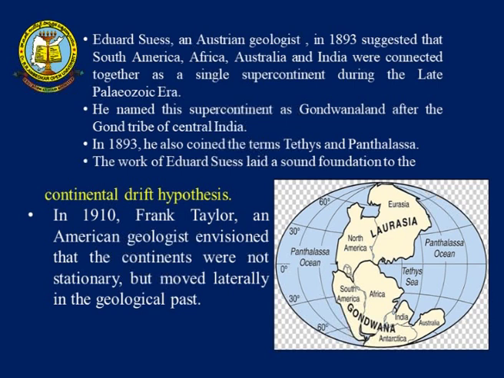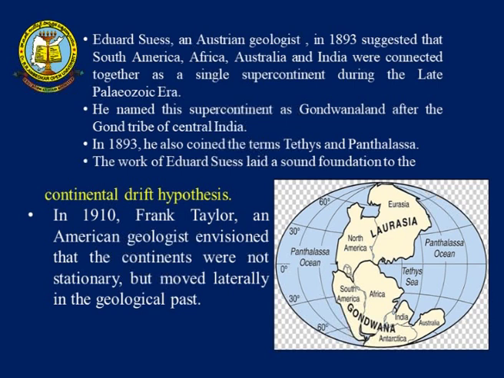In 1893, he also coined the terms Tethys and Panthalassa. So, you can see the Tethys Sea over here and the Panthalassa Ocean surrounding the continent. The work of Edwards laid a sound foundation for the continental drift hypothesis. So, from there the continental drift hypothesis started, and in 1910 Frank Taylor, an American geologist, envisioned that the continents were not stationary but moved laterally in the geological past.